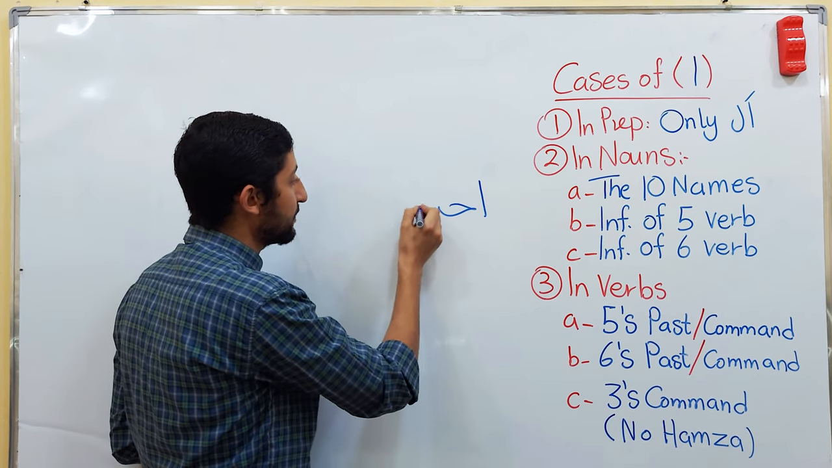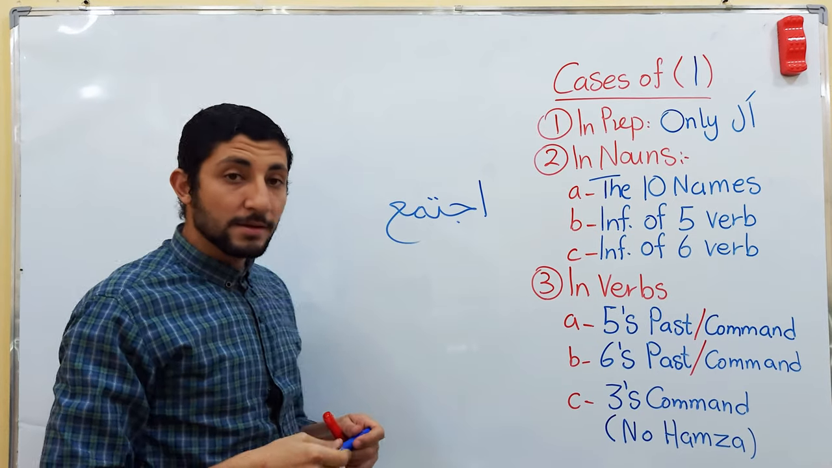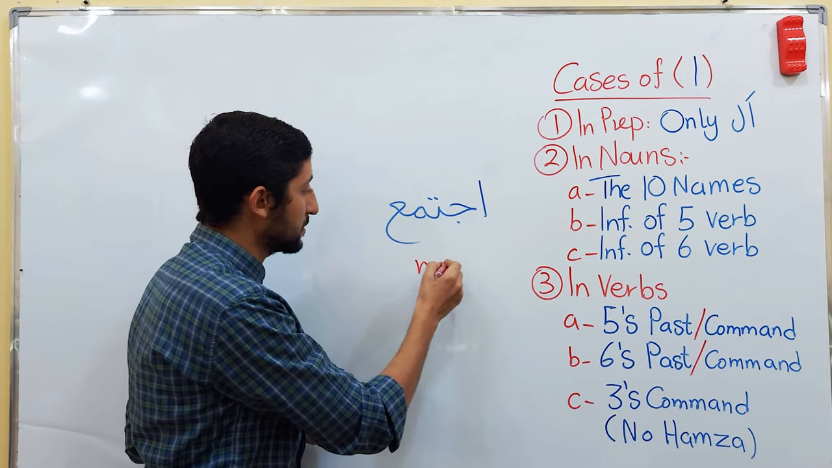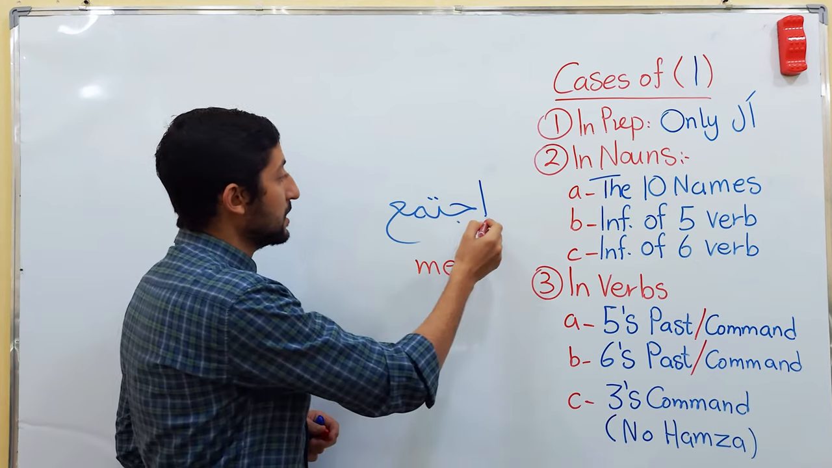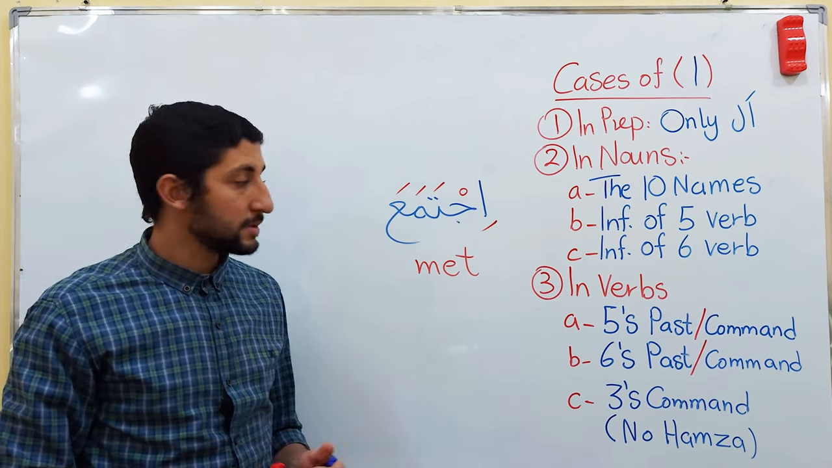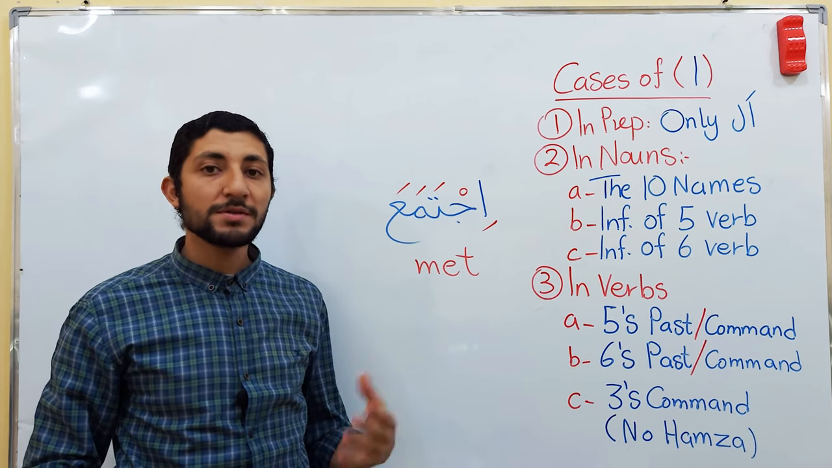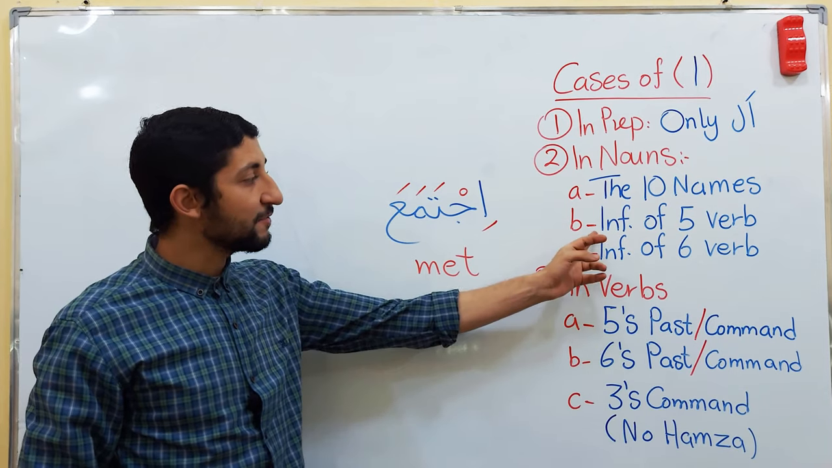اجتمع. This is a verb in the past, means met. It is the past of the verb meet. اجتمع. Let's count. 1, 2, 3, 4, 5 letters. So this is a quintuple verb. فعل خماسي.